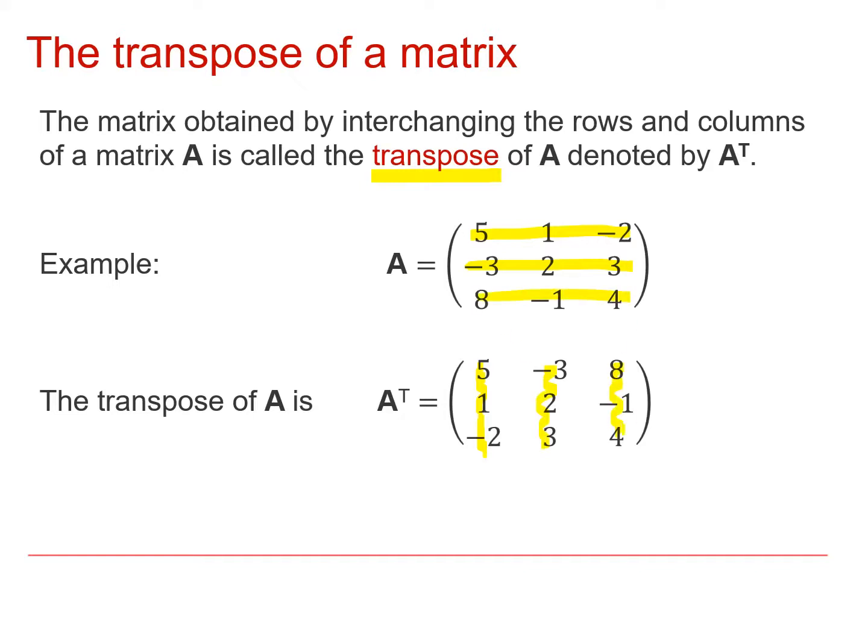Third row, third column. Now, in fact, it doesn't matter which way round you do the transpose. You might prefer to think of it as rows becoming columns or as columns becoming rows. It's entirely up to you. It's an interchange between rows and columns.